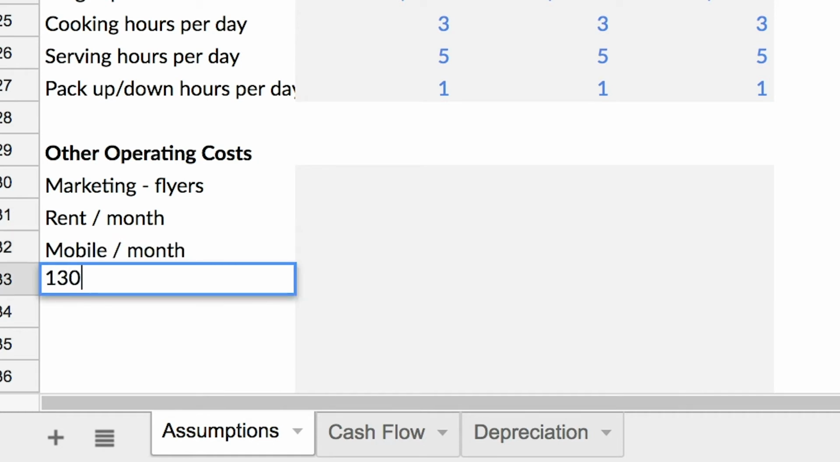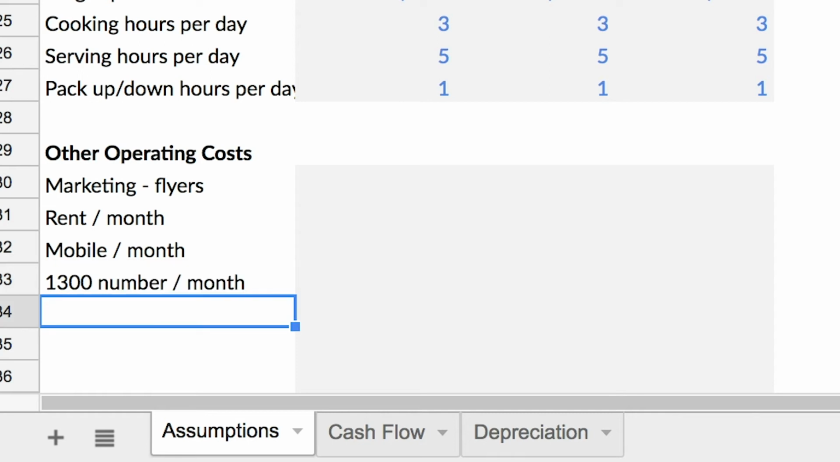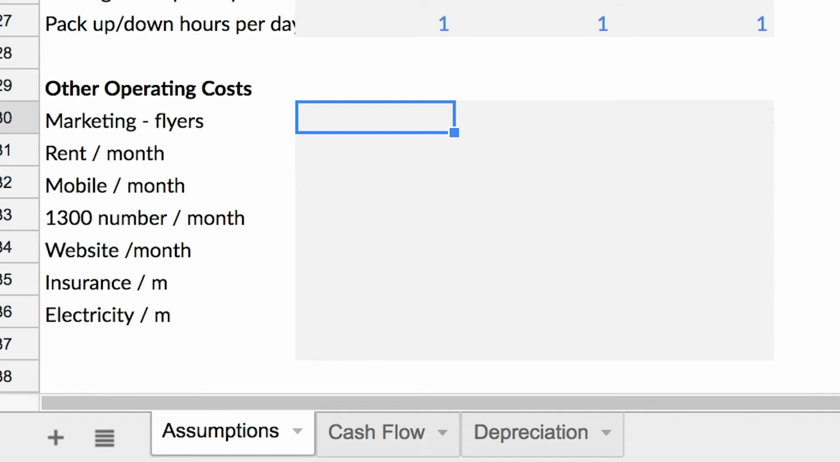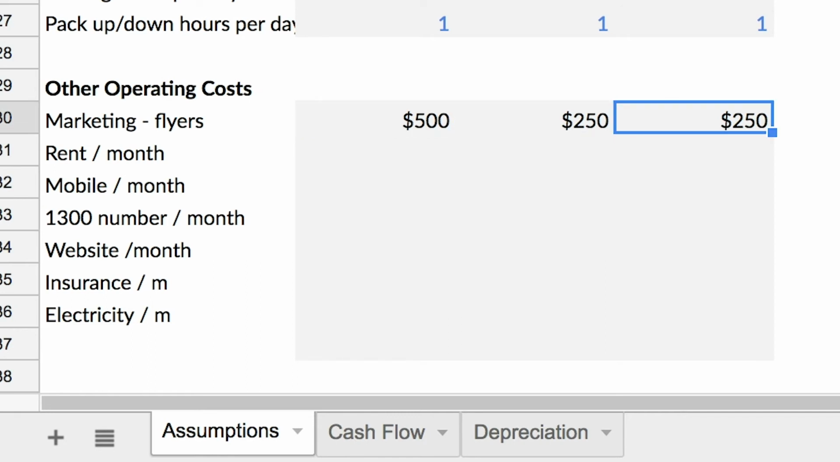We might decide we want to have a 1-300 number. We're probably going to want a website. Insurance. Let's assume we've done all of our research and we've understood that it's going to cost us $500 in year one, $250 in year two, and another $215 in year three.